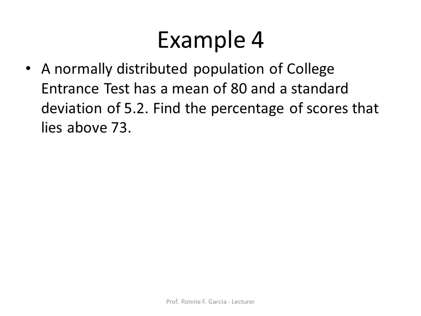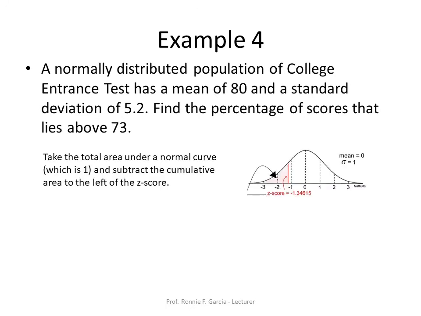Example number 4, the same given. Find the percentage of scores that lies above 73. So this time, if we are going to visualize it, we are talking about the area above. So the z-score is already computed there. 73 is equivalent to negative 1.35 as we have already solved in example number 1. But this time, the shaded region must be on the other side. That represents the scores that lie above. So when we say above, it's on the right side of that particular line, the red line. So we are talking about that region.